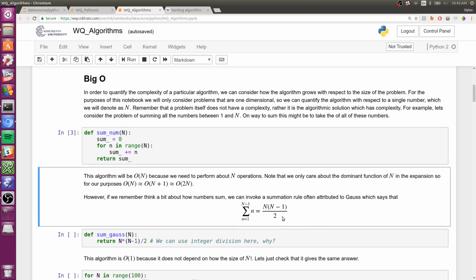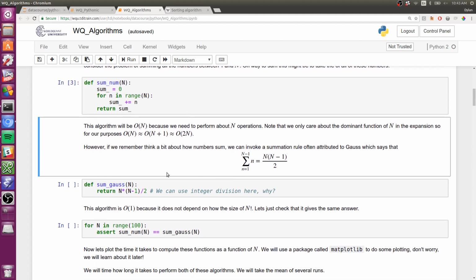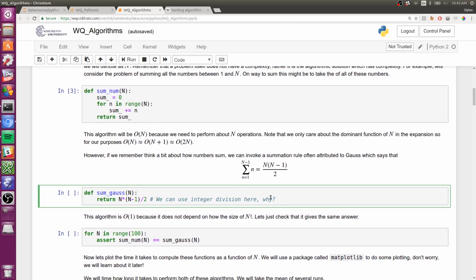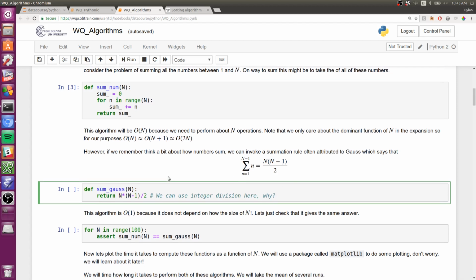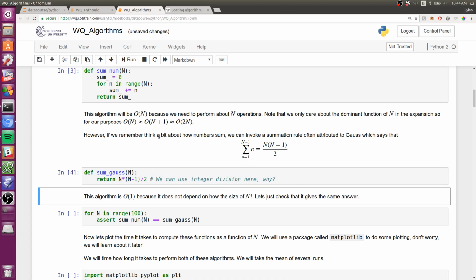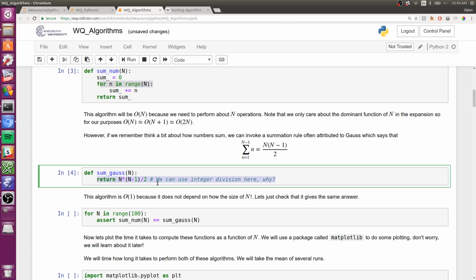A mathematician named Gauss worked out this sum and found that the sum is equal to n times n minus 1 divided by 2 for any n. So we could propose another algorithm based on this idea, or this is the algorithm really. Here's another algorithm for solving this problem, and we implement it in this sum Gauss function. And now we no longer have n steps. We have exactly one step.